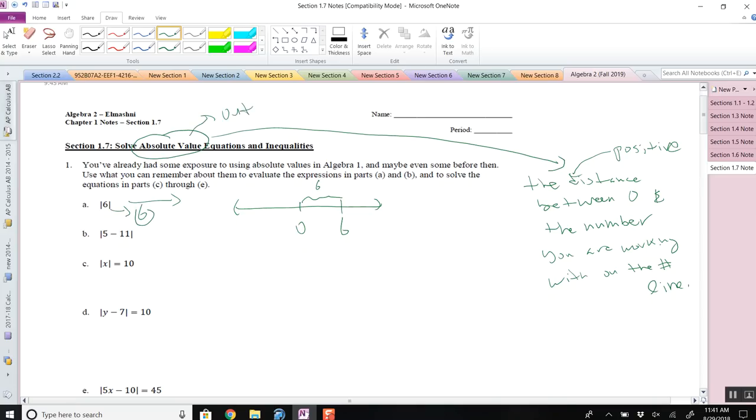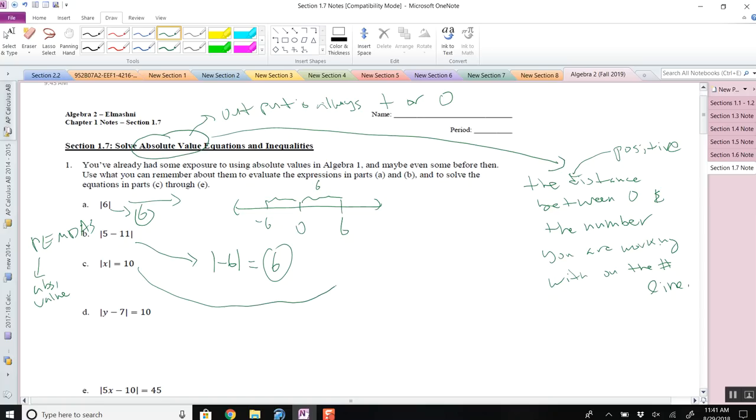So the output is always positive. That's another way you could define that as well. One that provides always a positive output. Or it could be 0, because the absolute value of 0 is 0. So for B, if you work out what's inside, and by the way, you follow PEMDAS, absolute value is the same as parentheses. So you still get 6 because negative 6 is over here, and it's also 6 away from 0.